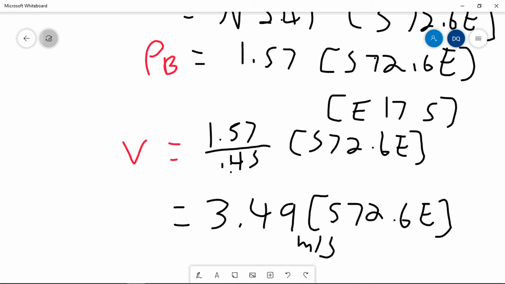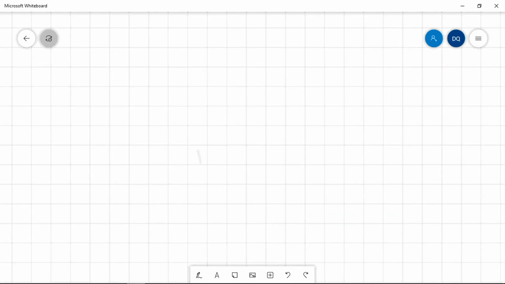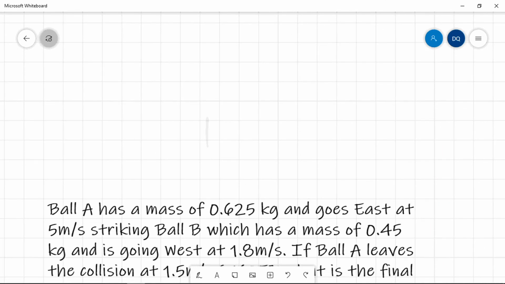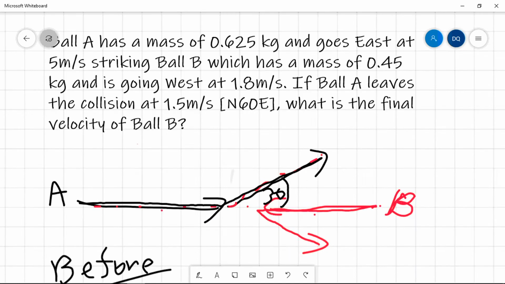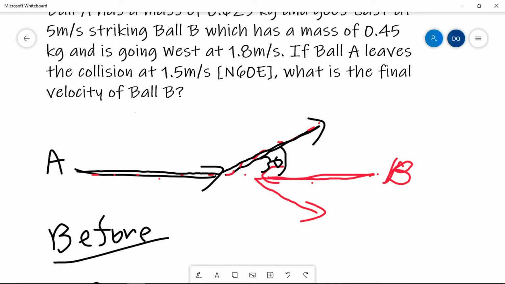Okay, so just allow me to recap. We had a ball that was going east pretty fast, and then another ball with less mass was going west, a bit slower. Upon colliding, if we knew that the eastward ball took off 30 degrees from the east, so that's our north 60 east means east 30 towards the north. If it took off at 1.5 meters per second, so this is ball A, it took off at this angle.